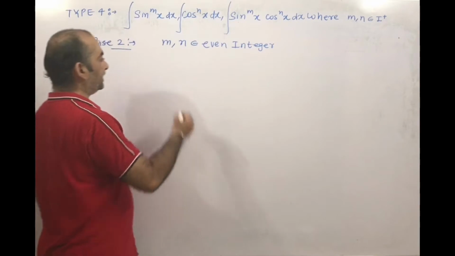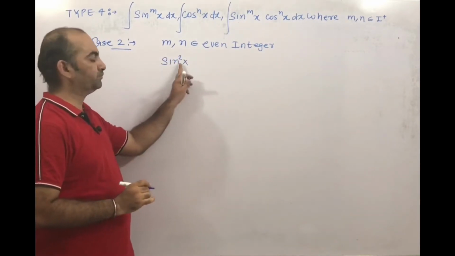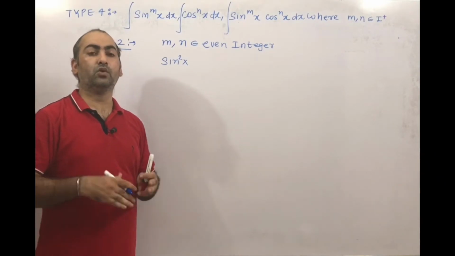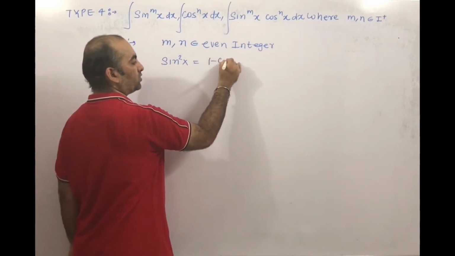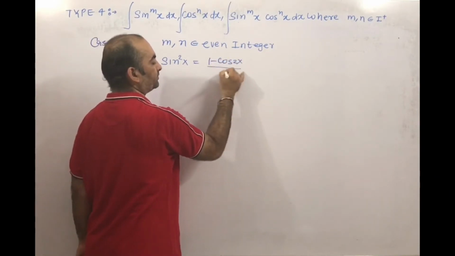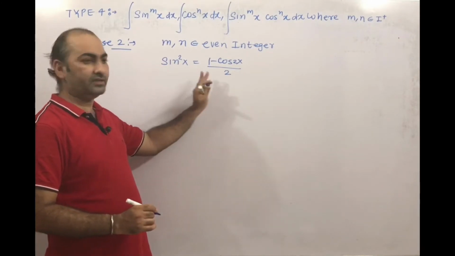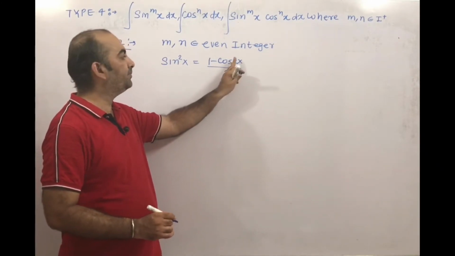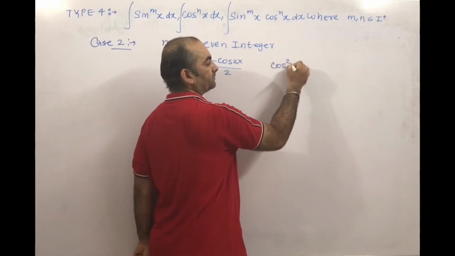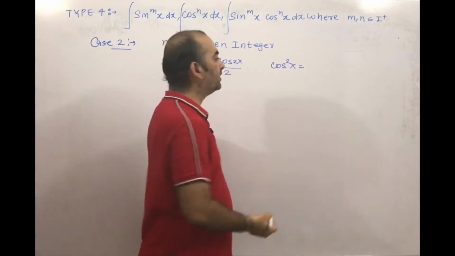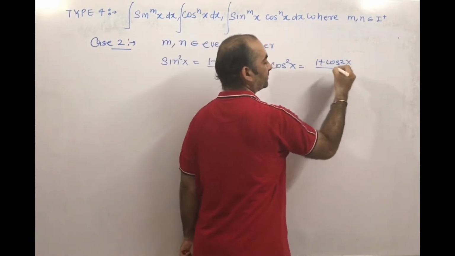For example, if I have sine square x, here the power is 2. So for sine square x, we have to use the cos 2x formula. Sine square x we can write as 1 minus cos 2x divided by 2. This is a trigonometric function where the power is 1. Similarly, if I have cos square x, then here we write 1 plus cos 2x divided by 2.